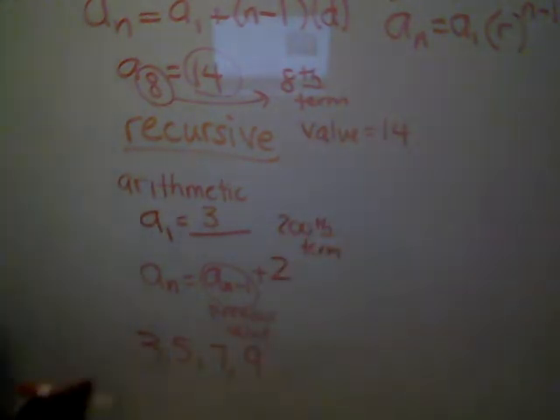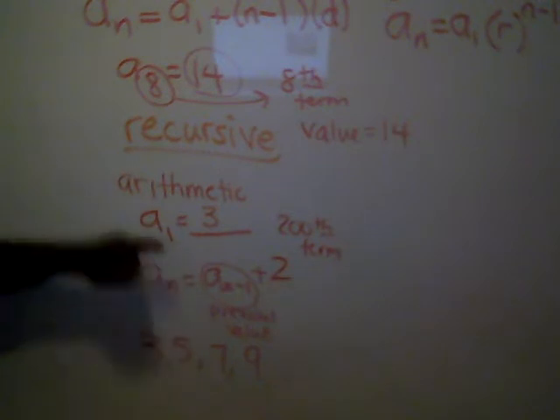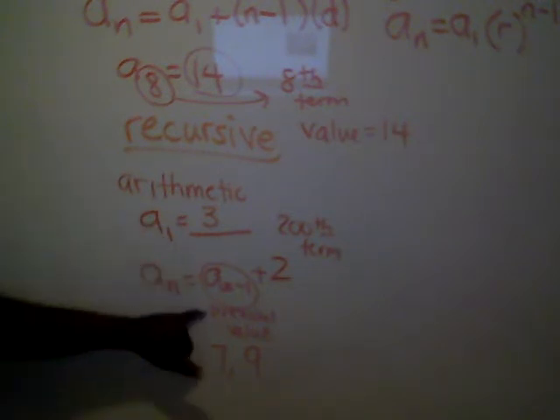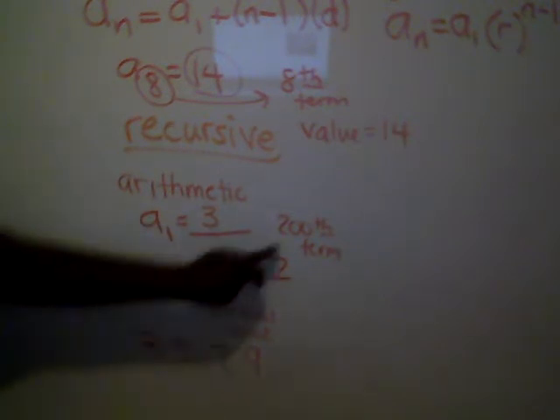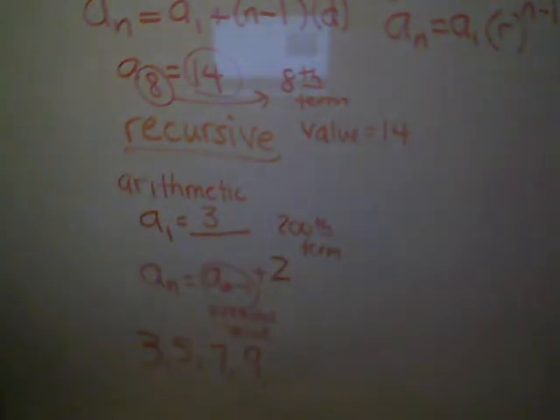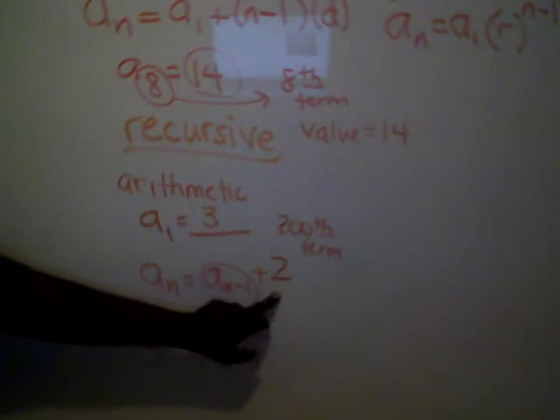Well, according to the recursive, if all we have is the first term, and we know what we need to do for the pattern, in order for us to find the 200th term, we'd have to find the 199th first, and then add 2 to it. So that would be really hard to do.